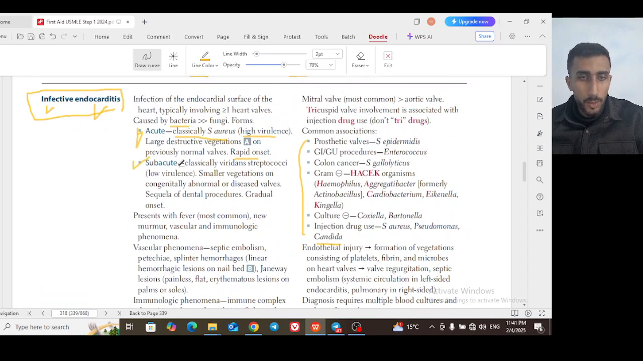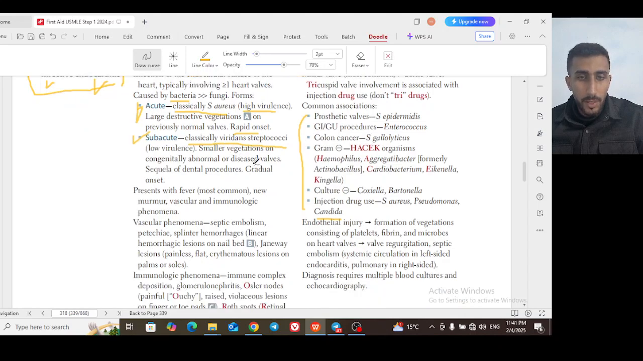And for the subacute, less virulent organisms are the examples. The classical example is viridans streptococci. So you have to memorize well that Staph aureus causes acute infective endocarditis, while viridans streptococci, a low virulence organism, cause subacute infective endocarditis.